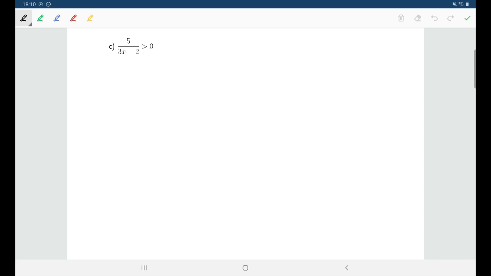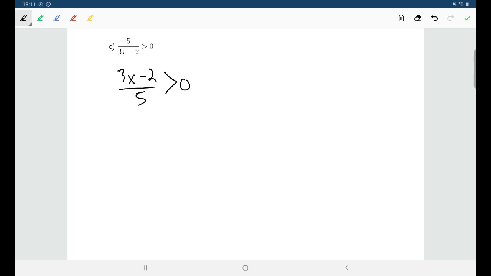But what I'll be noticing here is that I have an inequality that is greater than 0. So in other words, I have a rational expression that is greater than 0. That fraction is always positive. 5 over 3x minus 2 is positive. And if this is positive, then that means the reciprocal of it should also be positive. So that 3x minus 2 over 5 should be greater than 0.